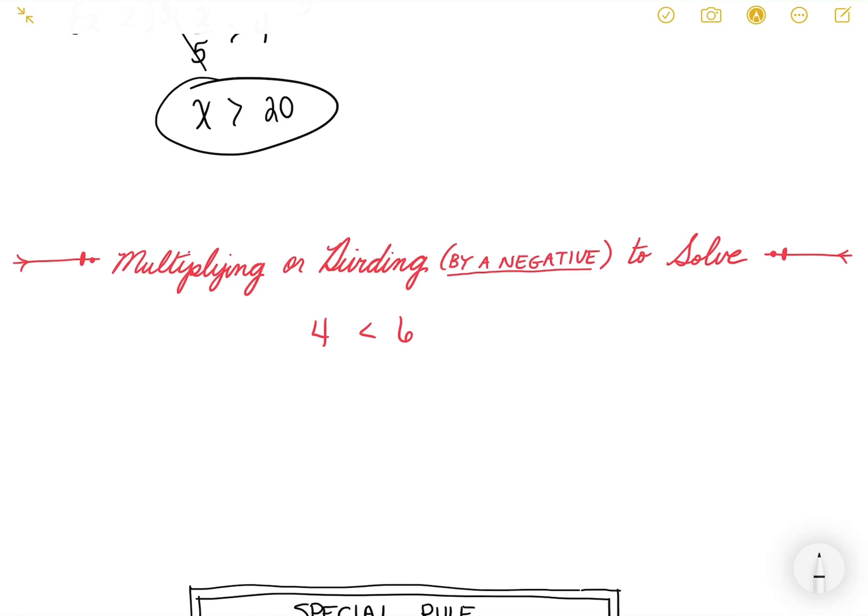So let's start out with an inequality that we know is true. We know that 4 is less than 6. And here's what it looks like on a number line. Here's 4, and here's 6. We know that smaller numbers go this direction, and larger numbers go this direction.